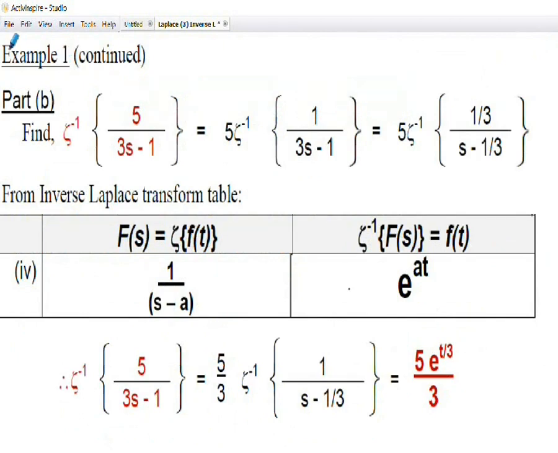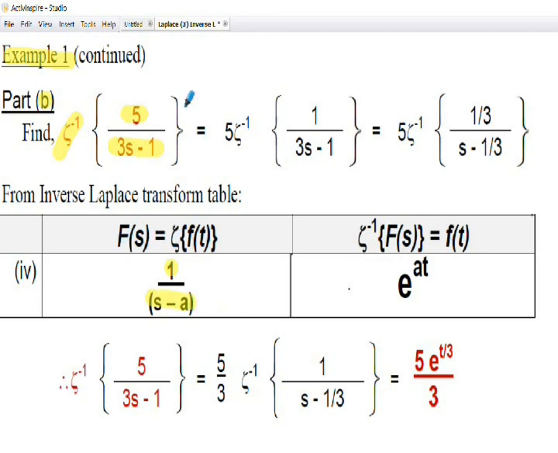Okay, looking at example 1 part B this time, I'm asked to find the inverse Laplace transform of 5 divided by 3s minus 1. Now again, we need to think through the sort of format we're looking at here. We've got an s term on the bottom line in the denominator, so that eliminates the s squared terms in the table. And if I look at my table, I will see something like 1 upon s minus a in my inverse Laplace transform table.